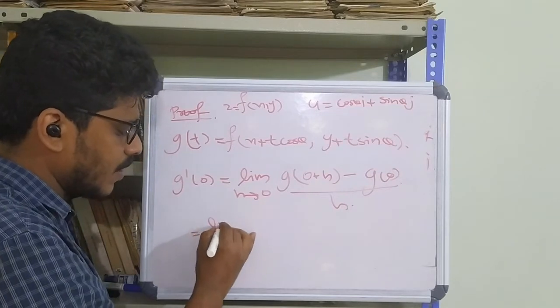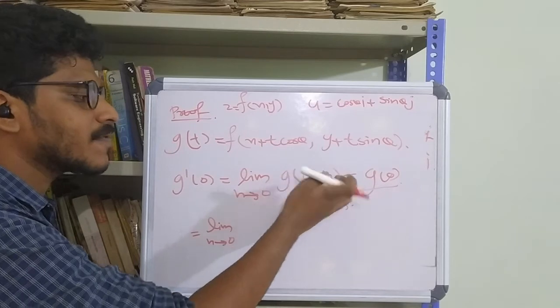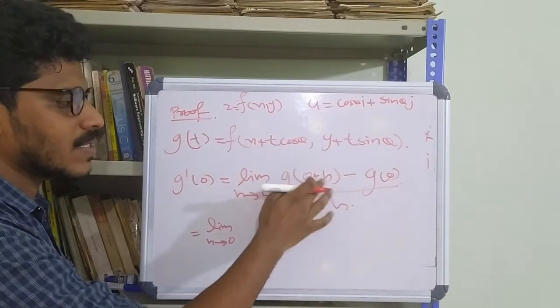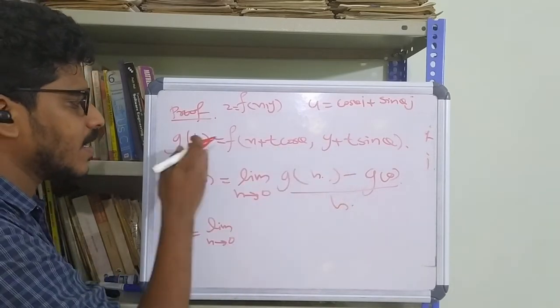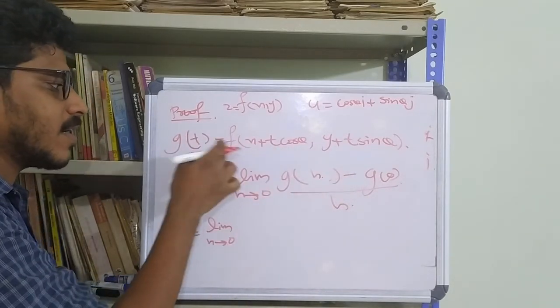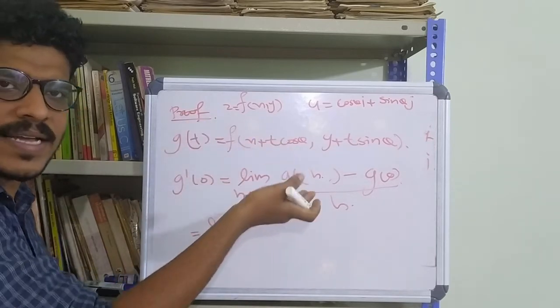This is equal to limit h tends to 0. What is g of 0 plus h? This is nothing but h now. 0 plus h is h. What is g of h? If g of t is this, g of h can be easily found simply by replacing t by h.